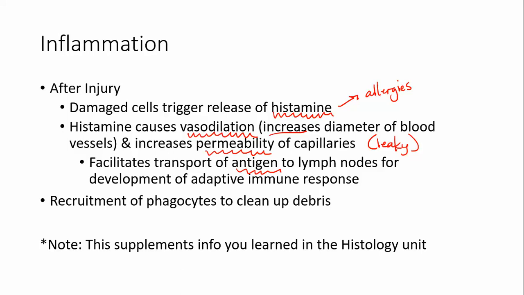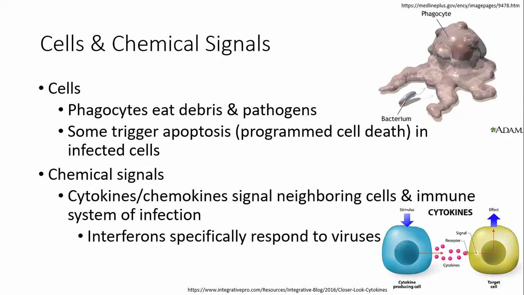Another thing that will happen is that phagocytes will be drawn to the area to start eating up debris and any infectious things that are in the area. There are a number of chemical signals. There are a couple of different cell types. So we talked about the phagocytes. There are some others that trigger what we call apoptosis, and that is programmed cell death. That is basically sacrifice one to save all. So sacrifice an infected cell so that way the infection doesn't spread to save all cells, meaning the body.